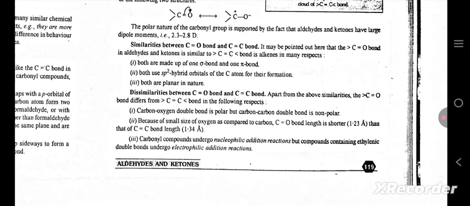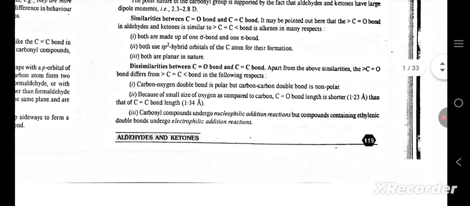Both are made up of one sigma bond and one pi bond. Both use sp2 hybrid orbitals of the C atom for their formation. Both are planar in nature. Dissimilarities between C double bond O and C double bond C bond. Apart from the above similarities, the C double bond O bond differs from the C double bond C bond in the following respects.